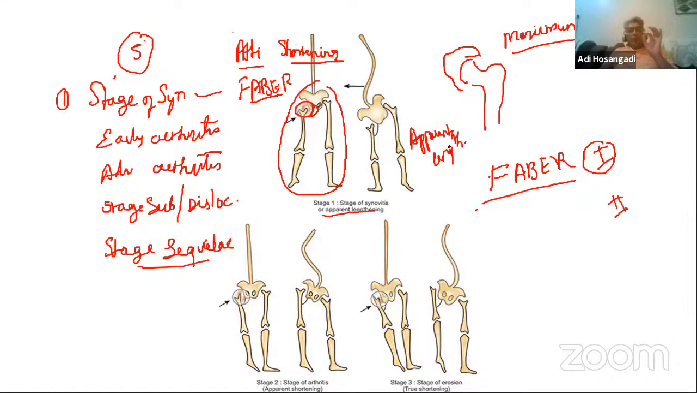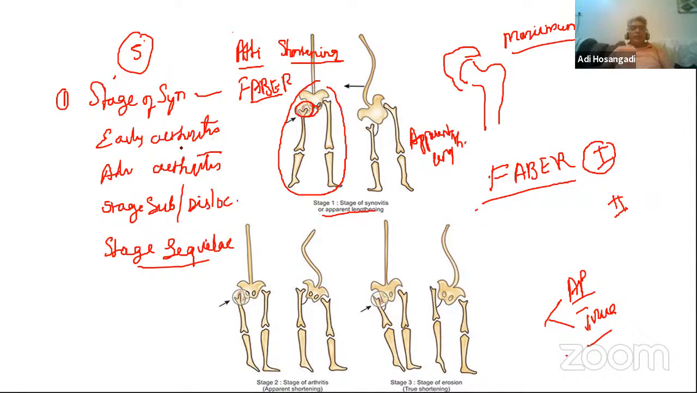In limb length discrepancy, you remember there can be apparent limb length discrepancy or true limb length discrepancy. In the stage of synovitis, only effusion is collected in the joint and there is no destruction. The limb is kept in FABER, flexion, abduction, external rotation, with apparent lengthening. Because of the abduction, the limb appears long.